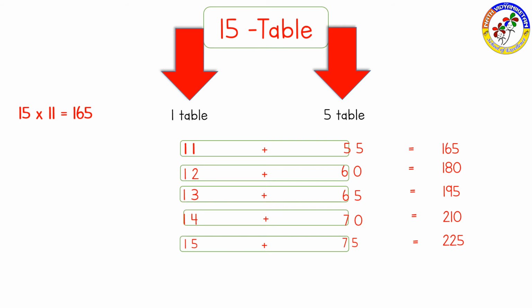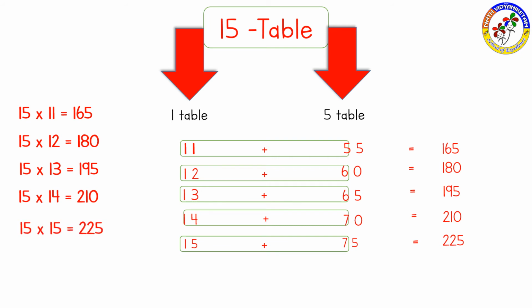Okay? Is it clear? Now here is the 15 table from the 11th step. 15 11s are 165. 15 12s are 180. 15 13s are 195. 15 14s are 210. 15 15s are 225. Okay, is it clear?